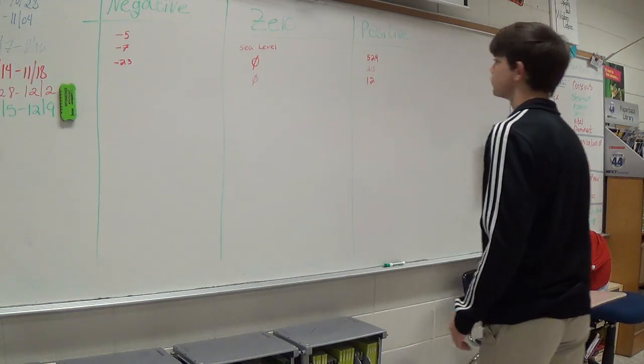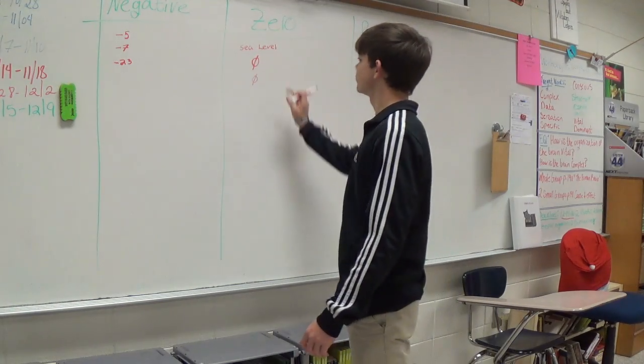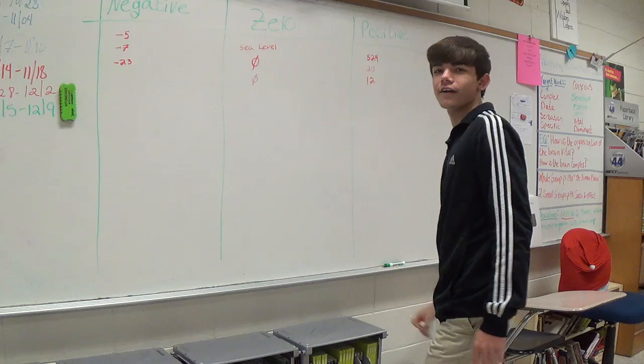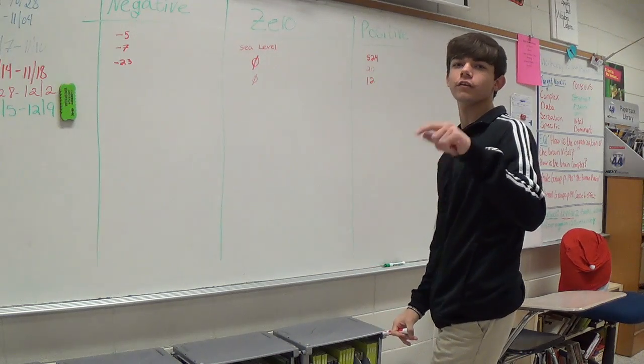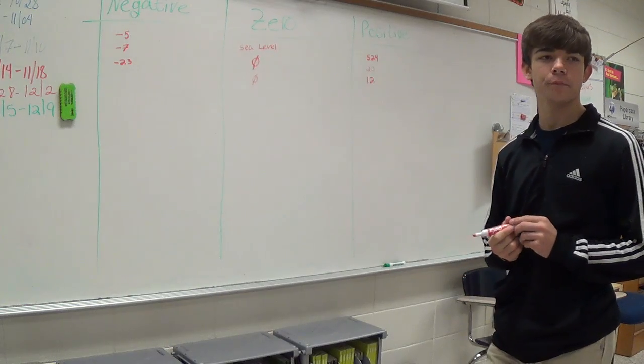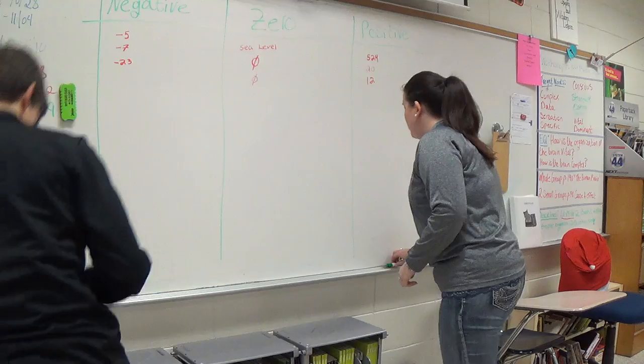All right, good job. The only one that gave you a problem was the standing at sea level. But you got it right. Zero is in the middle, so you stand on it. So now we're going to take everything that we used in the real life scenarios, and we're going to put it on our number line.